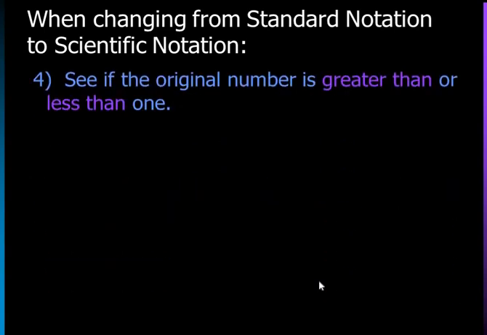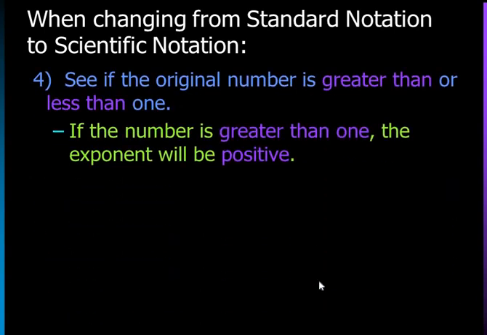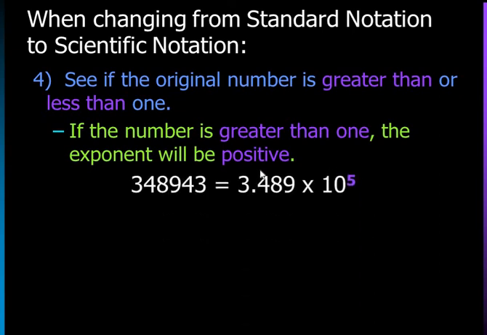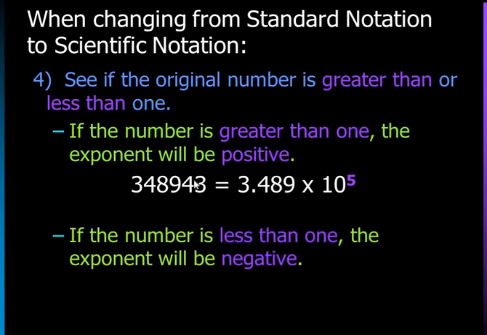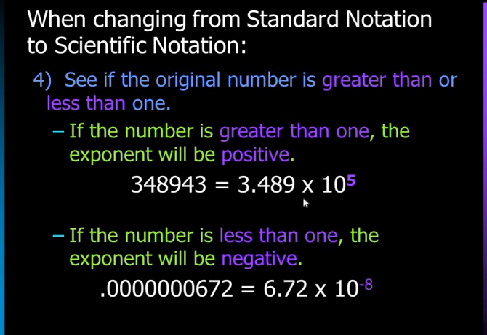Let's say if I want to convert from the standard form to scientific notation, I have to see if the original number is greater than or less than 1. If the number is greater than 1, the exponent will be positive, as you can see here. If the number is less than 1, it means you are talking about decimals, about fractions, and you don't have ones in it, so the exponent will be negative. As you can see here, this is a positive exponent, this is a negative exponent.